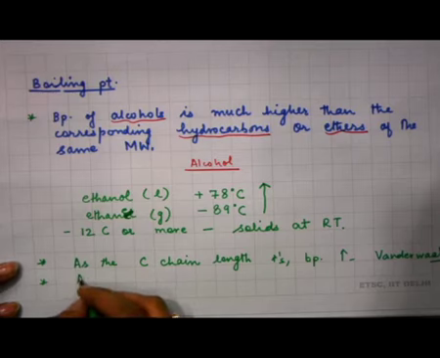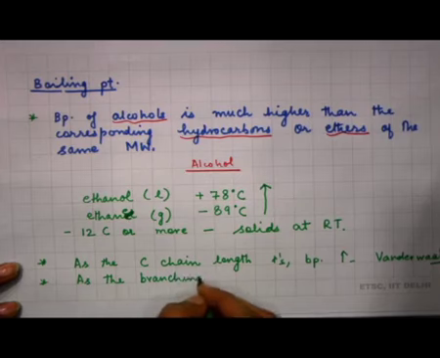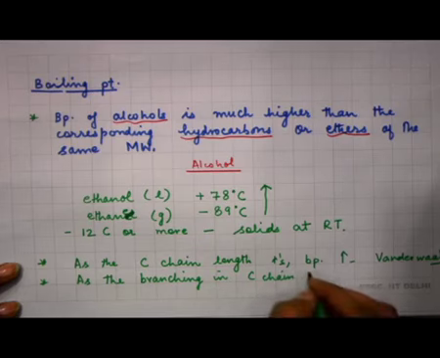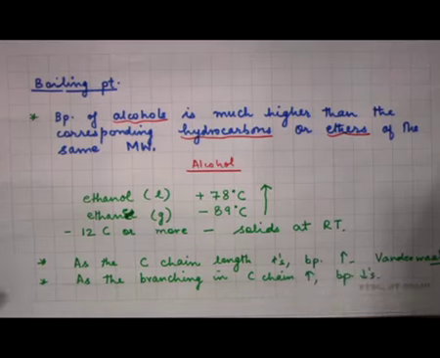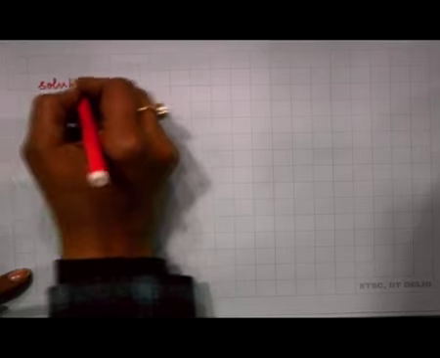Also, as the branching in the carbon chain increases, again as anticipated, the boiling point decreases because of the reduced van der Waals interaction. So, these are characteristics similar to any other hydrocarbon, except for the fact that the hydrogen bonding makes the boiling point higher than the corresponding hydrocarbons or the ethers of the same molecular weight for that matter. Let us look at the solubility properties of these molecules.